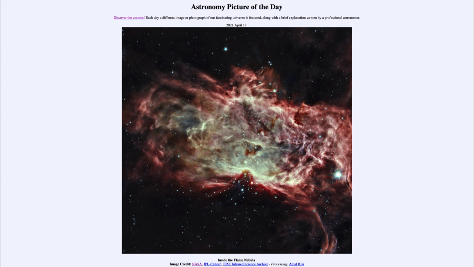So that was our picture of the day for April the 17th of 2021. It was titled Inside the Flame Nebula.